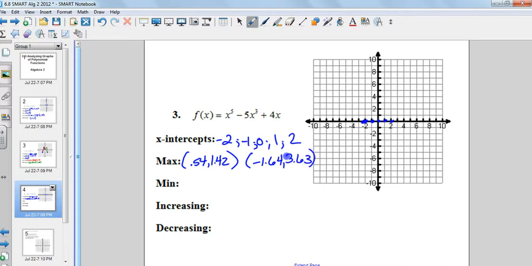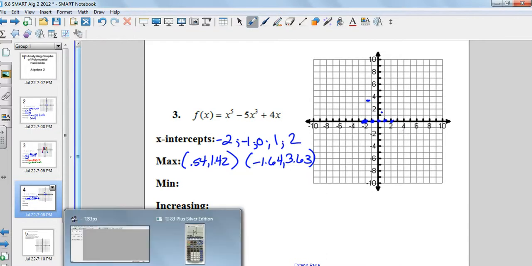Okay, let's take a minute and let's go ahead and graph these. Yikes. 1.42, so like roughly right there. And again, a little hard to graph these decimals, so just do the best you can.